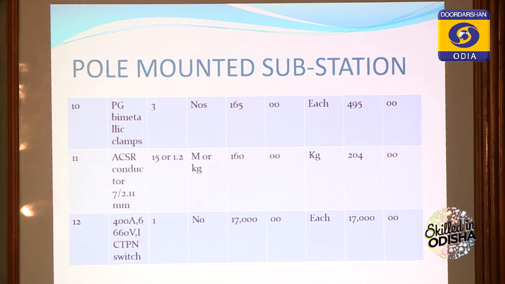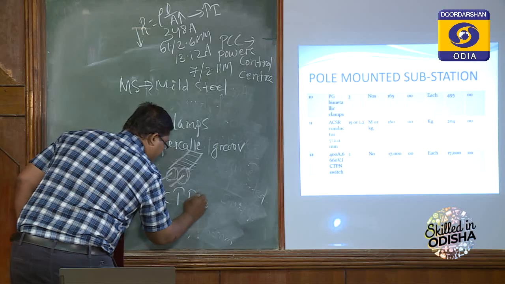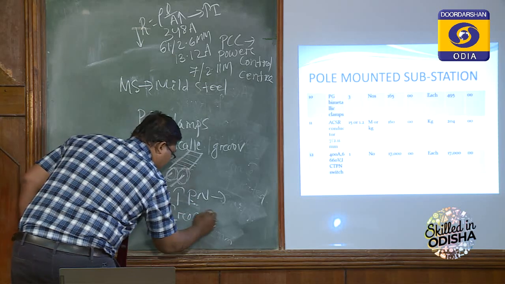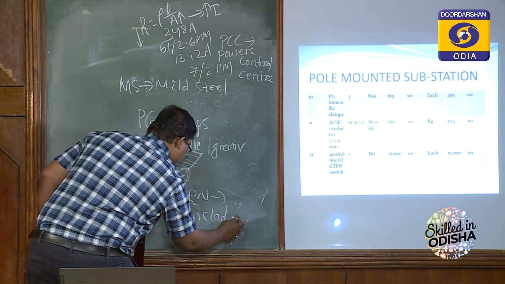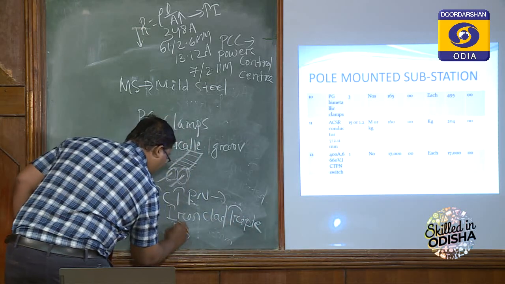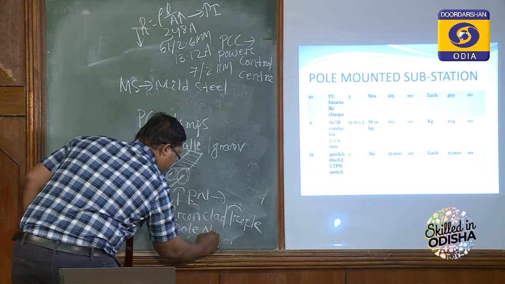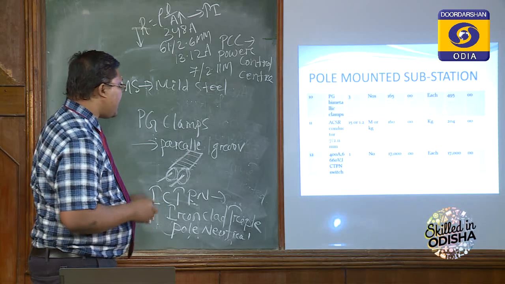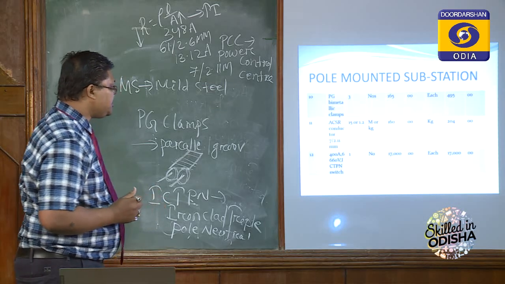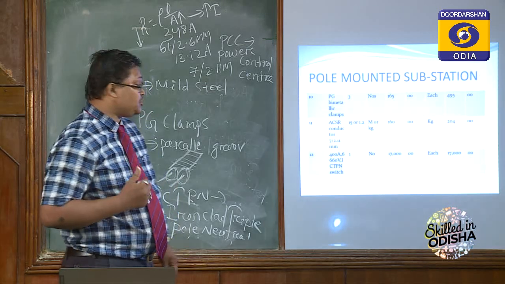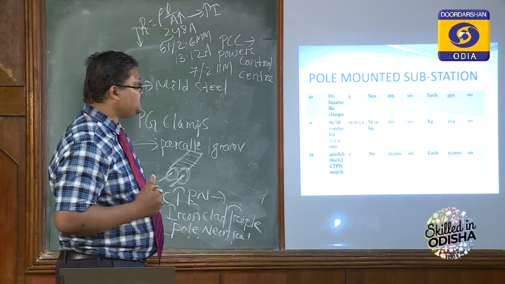Next, 400 ampere 660 volt ICTPN switch, that is ironclad triple pole neutral. It is required for pole mounted substation, one number is required, and it costs 17,000.